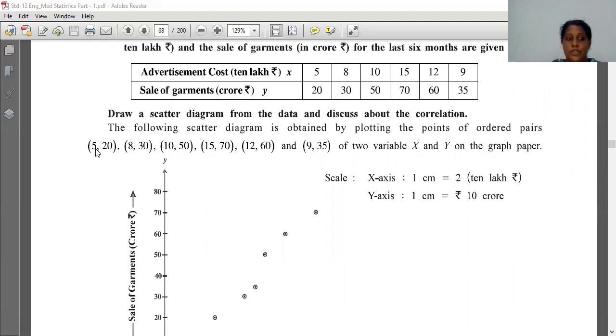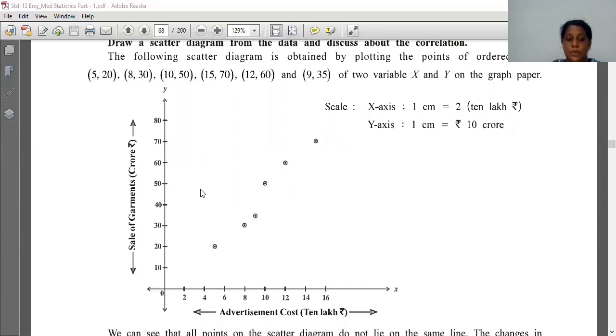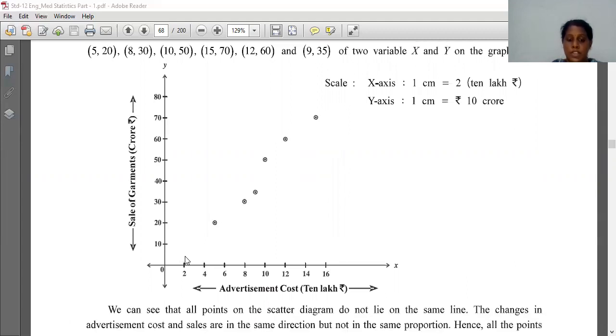Then x-axis shows 5, 8, 10, 15. So on x-axis we will take a difference of 2. See, and here while plotting the points, they are not on the same line. Some points are here and there, right? Not on the same line, but it is going from left to right in an upward direction. So it is called a partial positive correlation.